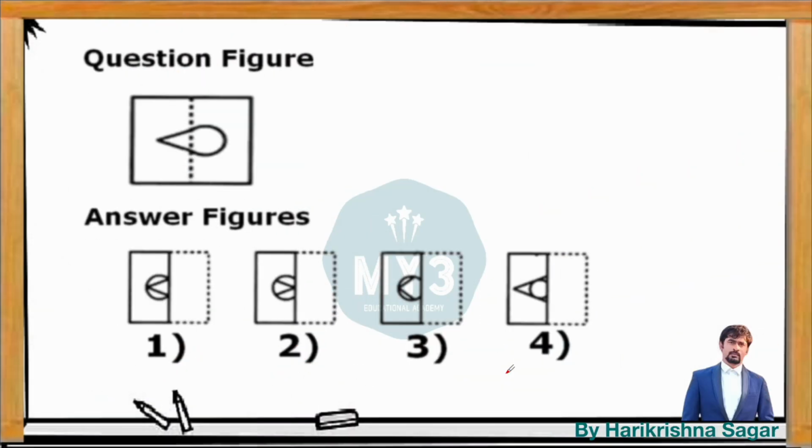Let's take another question. What is the answer figure? First look at the options. This part is darkened. That means this is folded on top of it. When we are folding this on top of it, exactly whatever this part is there, this is going to fall on top of it. So that means the figure is going to look like this. Which of the following is looking like this? This is a possible answer. This is not a possible answer. Not a possible answer. You can mark the answer as option 1.